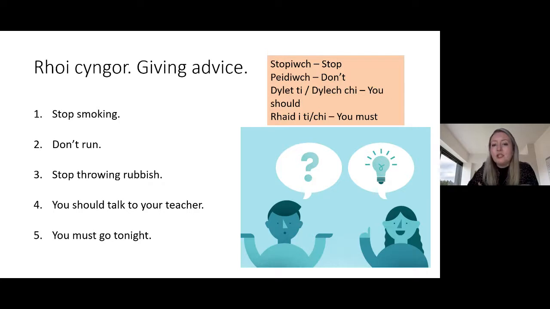Number two, rhif dau wedyn, don't run. So look at the right-hand side for don't, which is peidiwch on this occasion. Okay, peidiwch â redeg, to run, peidiwch â redeg, okay? Don't run. Let's see if you can write your answers for three, four and five, tri, pedwar a phump in the chat. Okay, so see if you can work out stop throwing rubbish. Now to throw is taflu. You should talk to your teacher and you must go tonight. Heno. Let's see if you can write those in the chat box there.